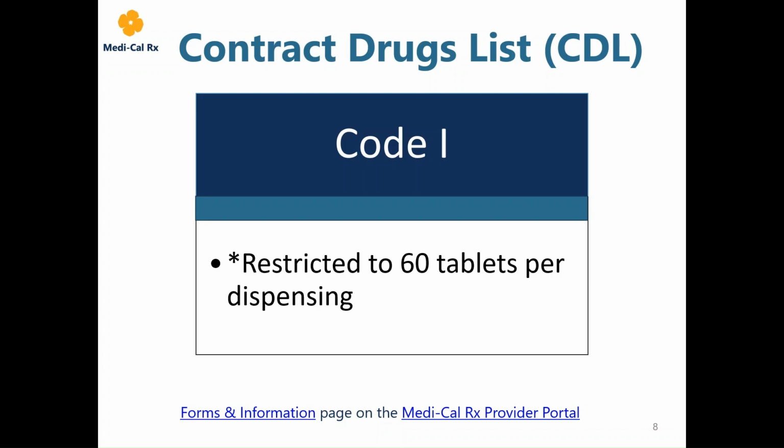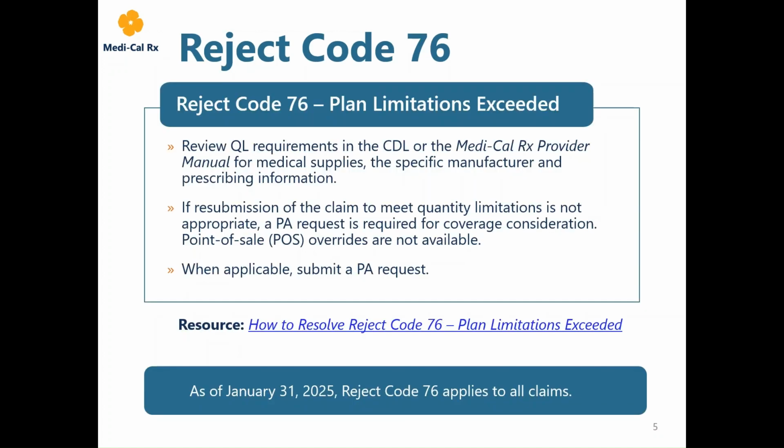Ah, that makes sense. I prescribed 90 tablets, and since that is above the quantity limit of 60 tablets per dispensing, I received reject code 76. That's exactly right. You can resolve this rejection a couple of different ways. Now, one option is to prescribe an alternative therapy if medically appropriate. You can also consider a change in dosage if appropriate. Or you can submit a PA to Medi-Cal Rx to establish medical necessity for the needed quantity.